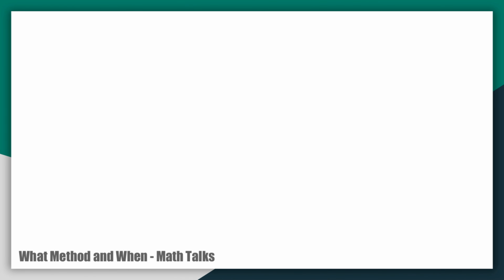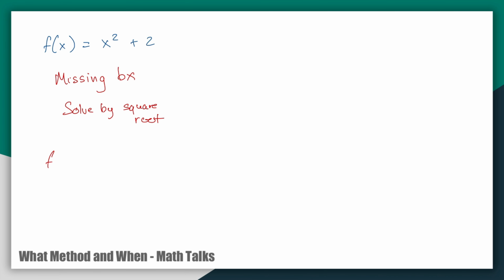What method and when? Okay, a little bit of math talk here. All right, you now know two methods. You know, solve by square root, you know, by factoring. Here's a couple examples. All right, if you see a missing bx, okay, then solve by square root. Very important. Missing bx, and also if you see something in vertex form. Vertex forms are really good solve by square root, okay?